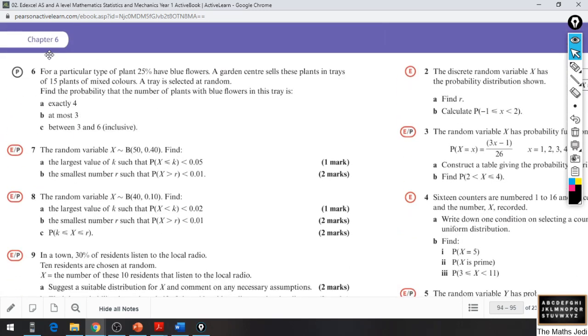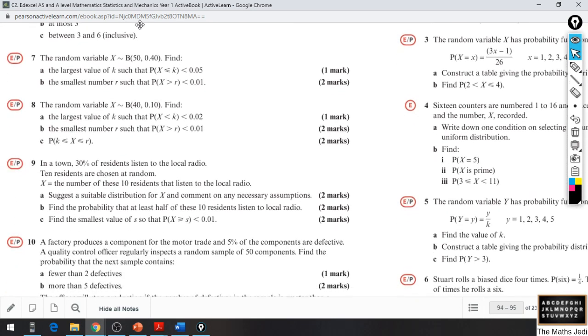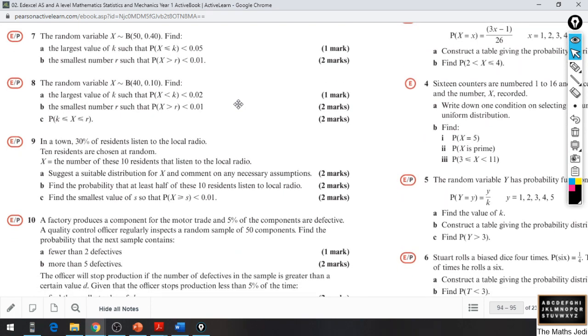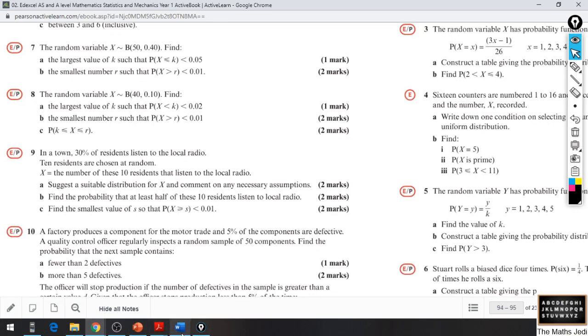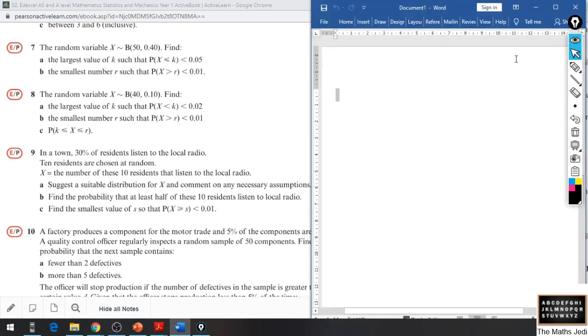If you haven't got the book, then you might want to try 6, 9 and 10 just to make sure you've got it covered. Okay, so let's first of all look at the question and try to get our head around what the question says. I need to pull up the answer scheme here so I can have a look.